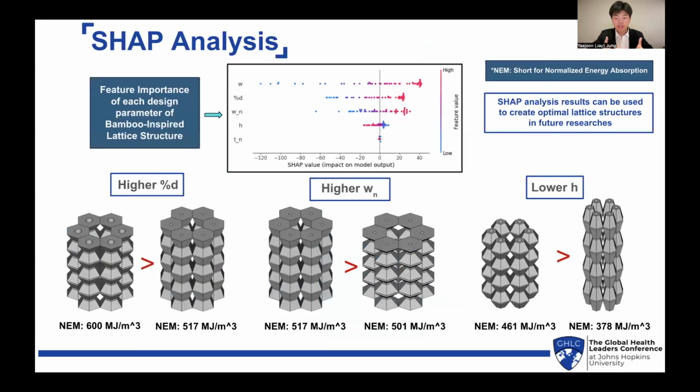I also conducted a SHAP analysis. A SHAP analysis shows which features were crucial in contributing to maximizing the energy absorption. I was able to figure out that higher diameter in the middle, thicker node width, as well as lower overall height all contributed to maximizing the normalized energy absorption. This key insight can be used in other studies as well in the future.